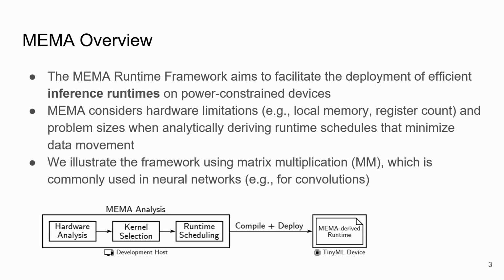In this paper, we focused on matrix multiplication, but other similar nested loop problems, direct convolution, et cetera, would work well. The diagram there shows that we first analyze the hardware, then we pick a kernel, and then we can do runtime scheduling and deploy it on the hardware.